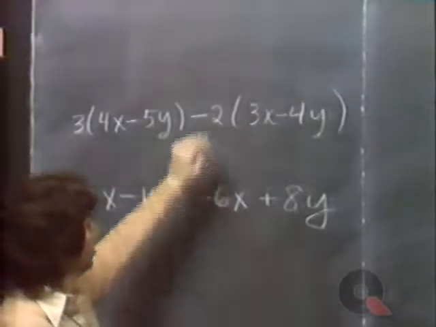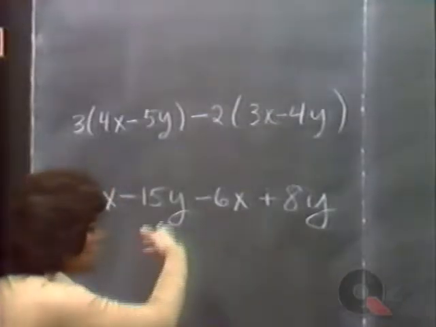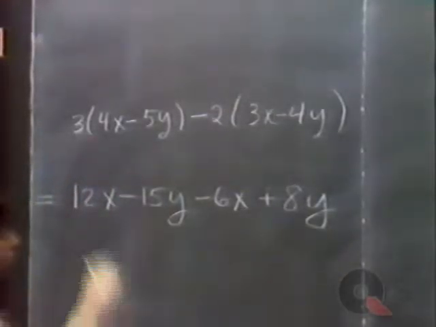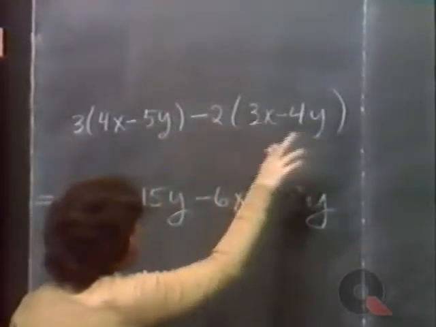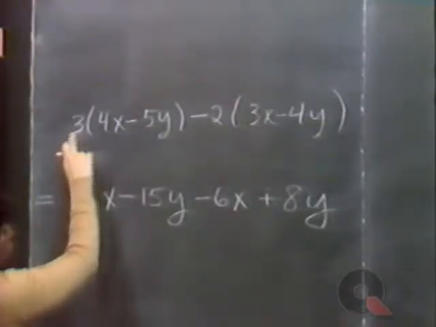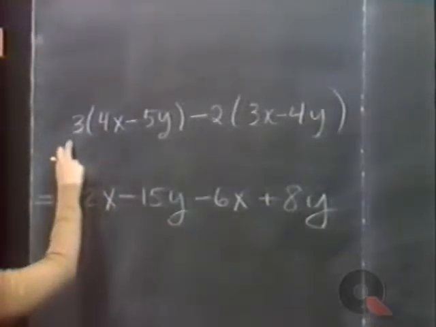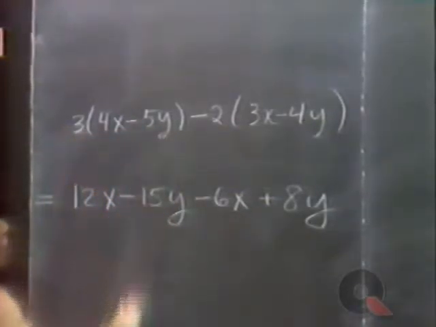You could also think of, say, distributing the 2 and then subtracting. But this seems to work. This seems to be a little easier. We just take the minus 2 and distribute that. It's perfectly OK. And remember, when you have to distribute it all the way through the parentheses, it's 3 times the 4x. Most people remember that. The one they forget is the 3 times the minus 5y.